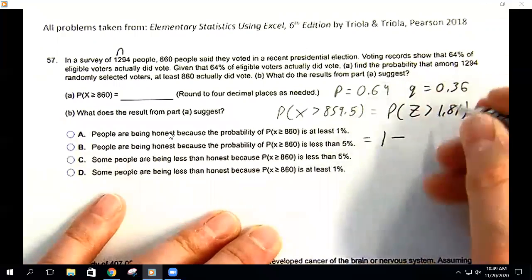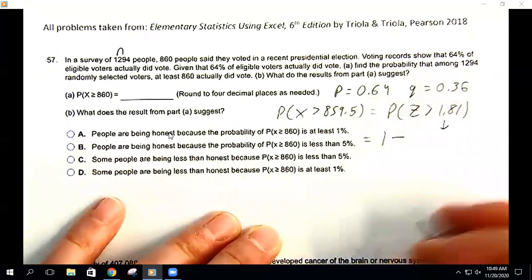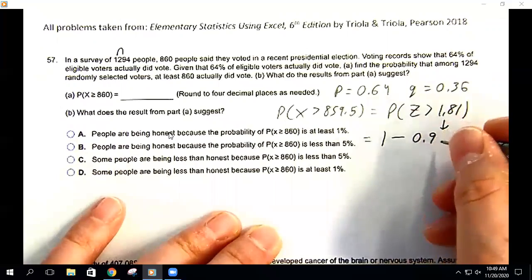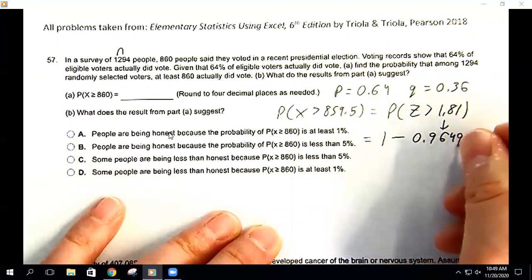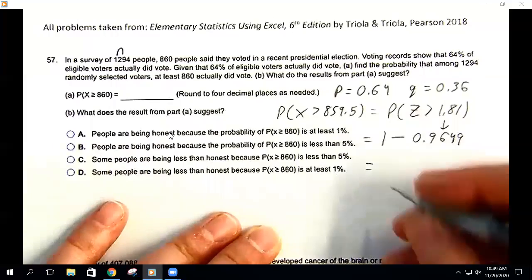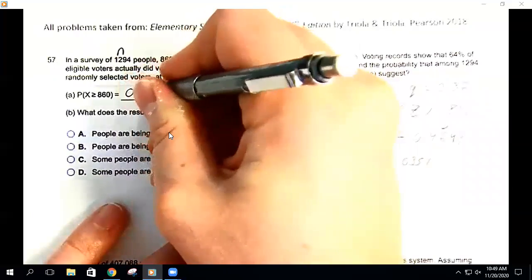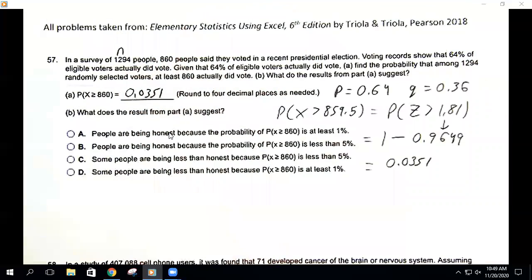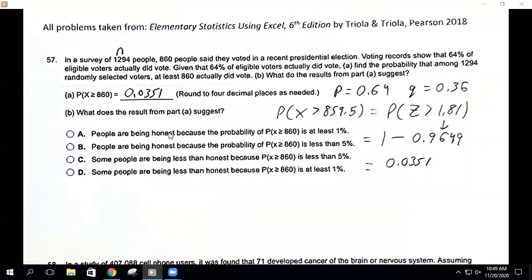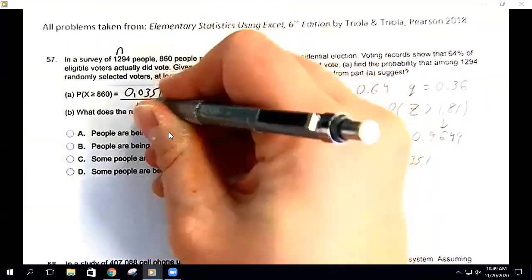And so we need the area to the right of 1.81. So the area for 1.81 is 0.9649 from the z chart. And so when we subtract these two, the area to the right of it is 0.0351. And now notice, we do have a number that's less than that 0.05 cutoff that we talked about in the previous problem. So 0.03 is less than 0.05.